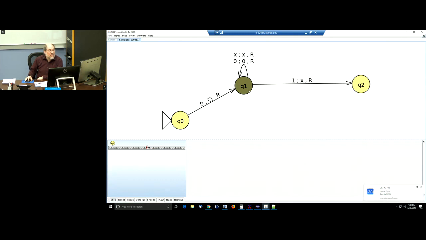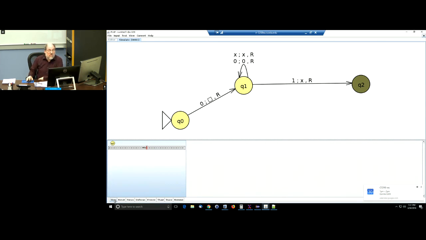So in Q1, I'm going to remember that I've seen a 0, but I'm going to start searching for a 1. Right now I'm looking at a 0, so I will write that 0 right back in place and move to the right. I'm still looking at a 0, so I will write that 0 right back in and move to the right. Now I'm looking at a 1, I will replace that 1 by an x. At this point I have matched one 0, which I've erased, with one 1, which I have overwritten with an x. Now what do I want to do from this point?